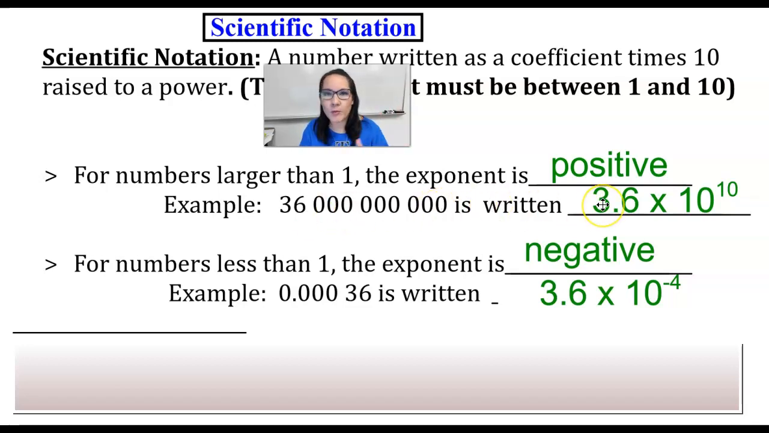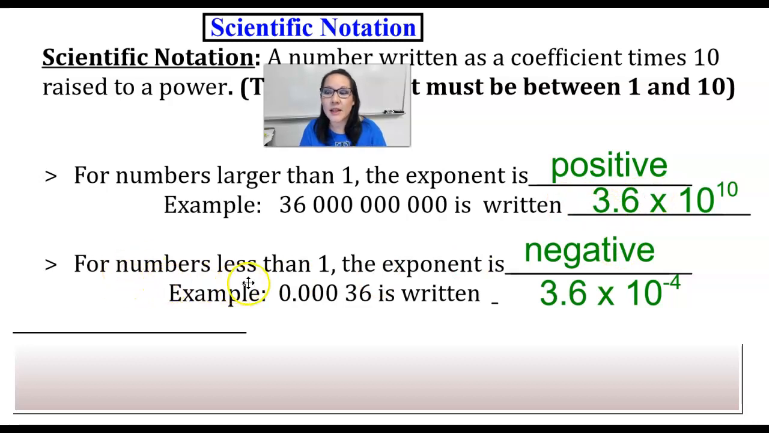So that means that when we write it in scientific notation, we're going to move the decimal to be between the 3 and the 6. That'll give us a coefficient of 3.6 between 1 and 10. And then times 10 to the, and notice that our exponent is a positive value. It's a positive 10 because it took 10 moves of the decimal, 1, 2, 3, 4, 5, 6, 7, 8, 9, 10, in order to make it 3.6 as our coefficient.